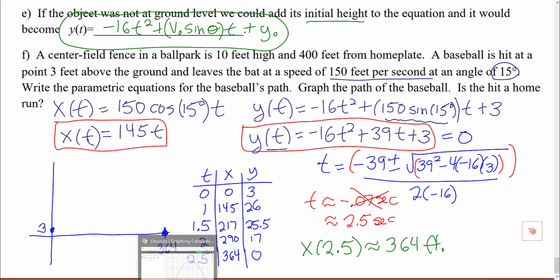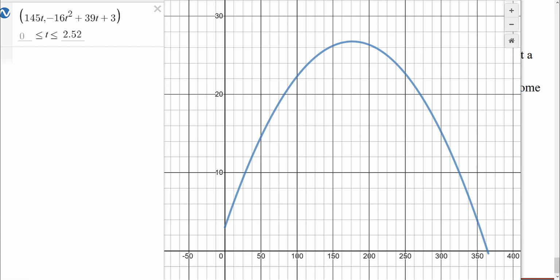I went ahead and actually plotted it in Desmos, and I wanted to show you that. So here it is in Desmos. And by the way, how do you plot parametric equations in Desmos? You make them as an ordered pair. So I made a parenthesis and I put the x of t, which is 145t, and then a comma, and then I put the y of t, which is negative 16t squared plus 39t plus 3.